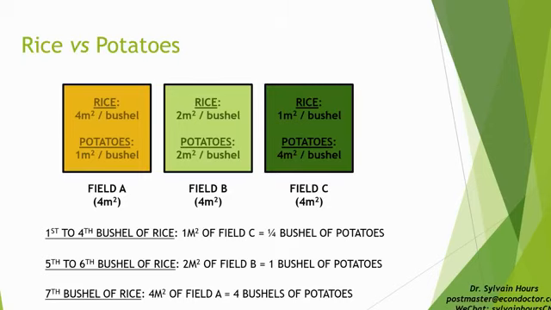And how many bushels of potatoes do we give up? We give up 4 bushels of potatoes. Since it only takes 1 square meter per bushel, we use 4 square meters, so we give up 4 bushels of potatoes. I think this is a very clear example to illustrate that as we increase the production of one good, we have to start using resources that are not suited for the production of this good, and therefore the opportunity cost is going to become increasingly larger, bigger and bigger.